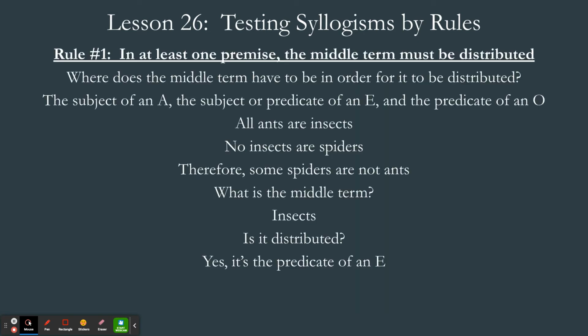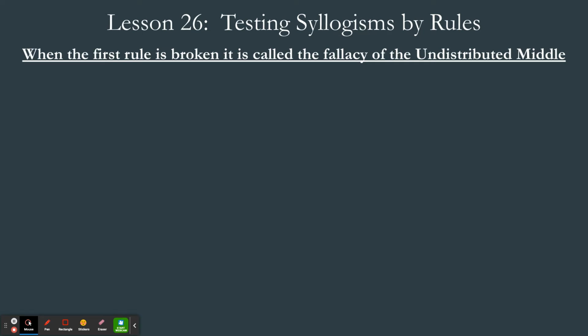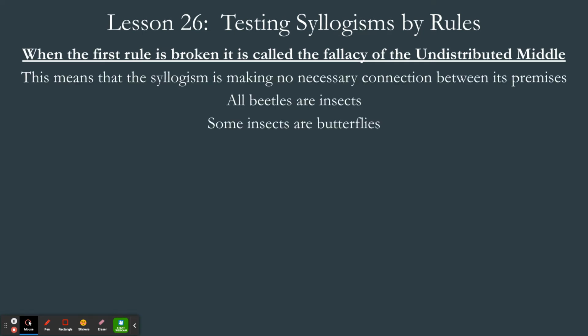Okay? So we understand rule number 1. In at least one premise, the middle term must be distributed. This syllogism passes rule number 1. Are we good on rule number 1? Let's move on to rule number 2. I'm sorry, one more thing I want you to write down. When the first rule is broken, it's called the fallacy of the undistributed middle. Each one of these rules has a fallacy accompanied with it, and you'll need to know these fallacies as well. So this means that the syllogism is making no necessary connection between its premises.